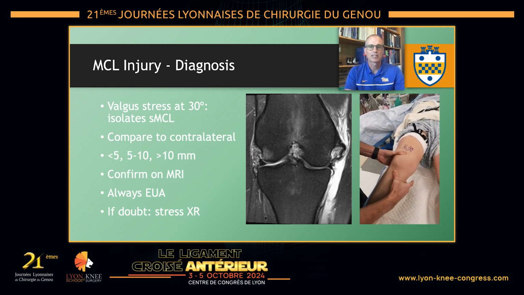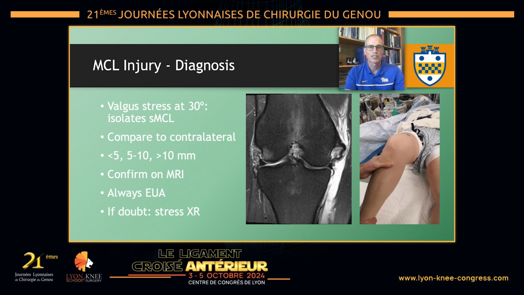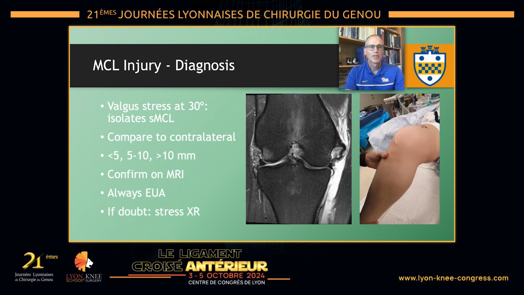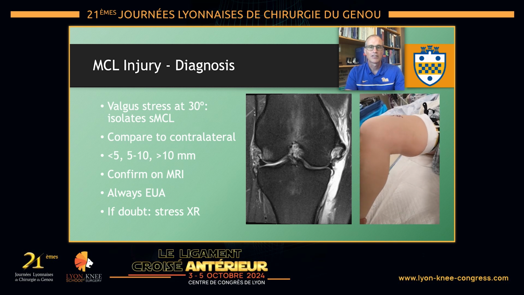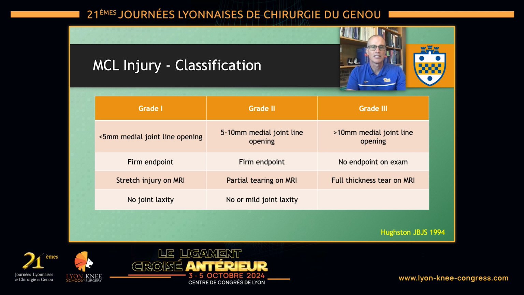But the comparison in the exam is to the contralateral side always, and less than 5 millimeters of opening is a grade 1, 5 to 10 is grade 2, and greater than 10 is grade 3. I like to hold the leg like you've seen this, slightly over the edge of the table. I cradle the hamstrings with my opposite hand, in this case the left hand, and then I do my stress by pulling on the ankle with the right hand. And I do use stress images.